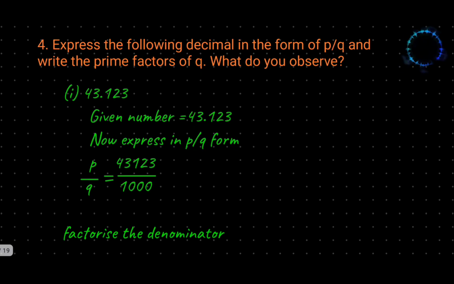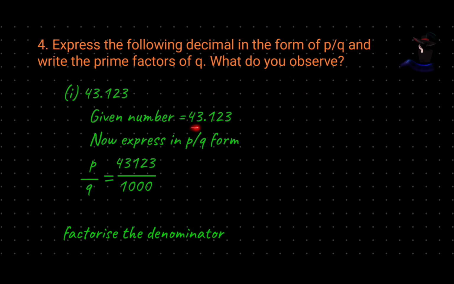Fourth question is, express the following decimal in the form of p by q and write the prime factors of q. And we should also say what we observe, meaning whether it is terminating, non-terminating, is it rational or not. Everything we observe, we need to specify in our answer.